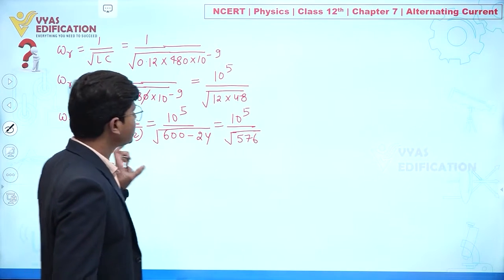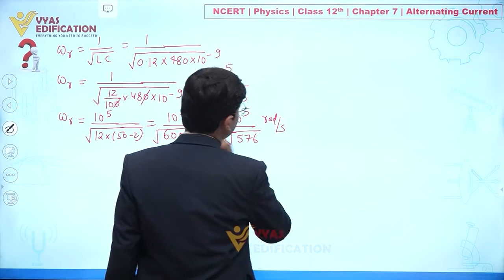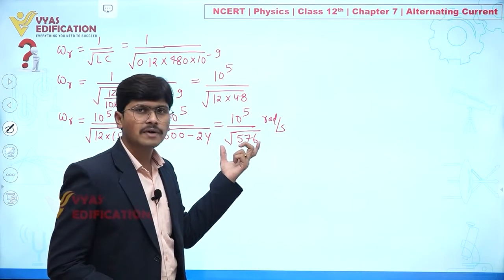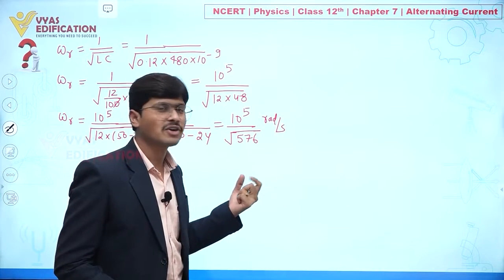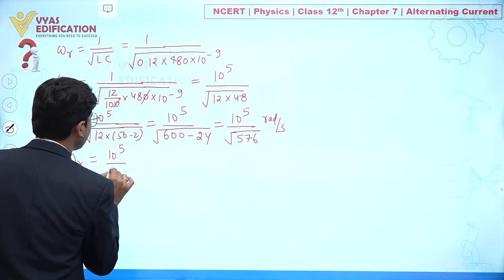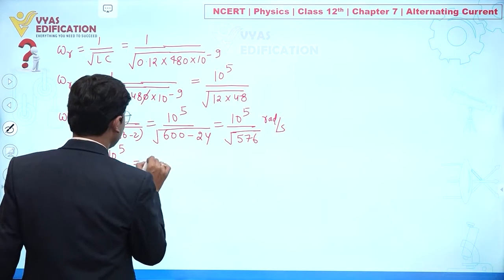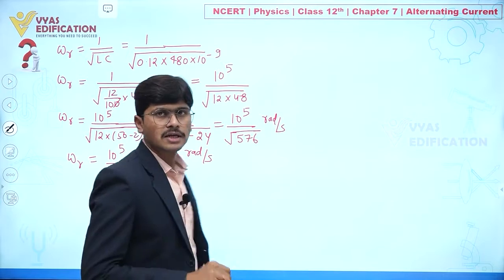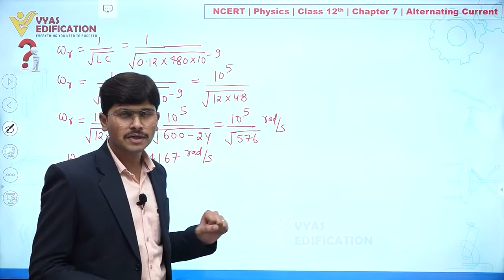So this is the value of omega R, given in radian per second. If you solve it, the square root of 576 is 24, so omega R is 10 to the power 5 divided by 24. Solving, you will find the answer is about 4176 radian per second. This is the value of the resonant frequency.